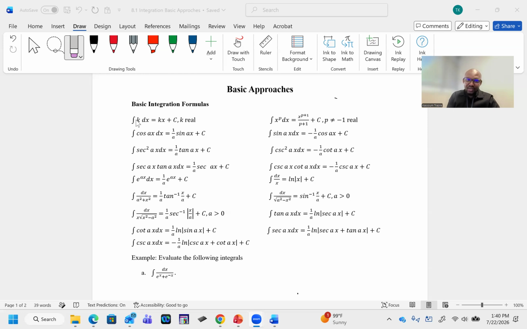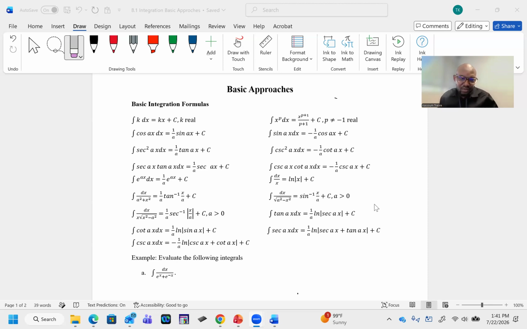Like, you know, the antiderivative of a constant is what? kx plus c. And the integral of x to the power of p is what? x to the power of p plus 1 divided by p plus 1. So take your time, read, and then we'll start right now.